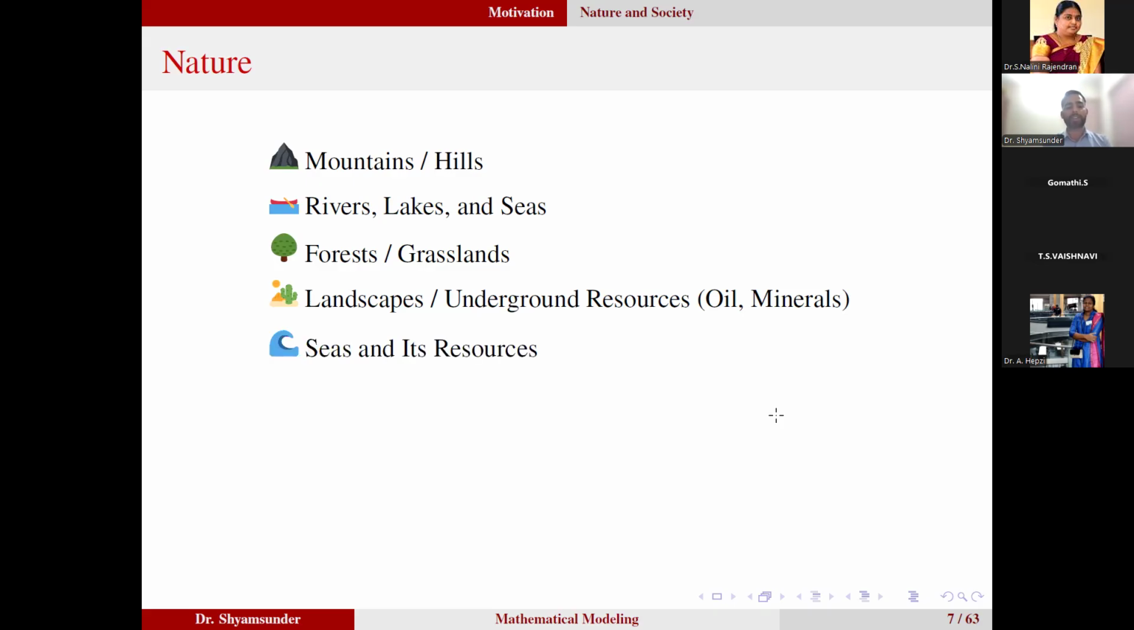And the sea and its resources, the monsoon, sunshine, and all living beings are the fundamental elements, along with mountains, rivers, forests, etc.